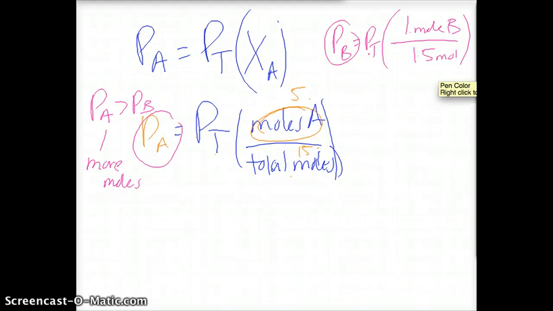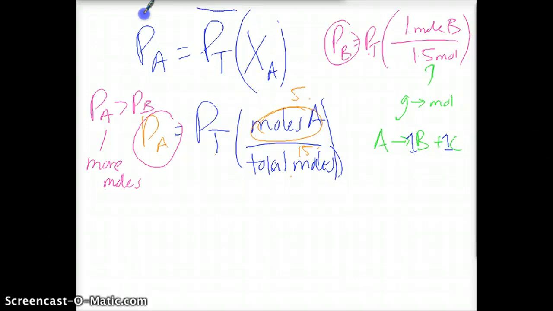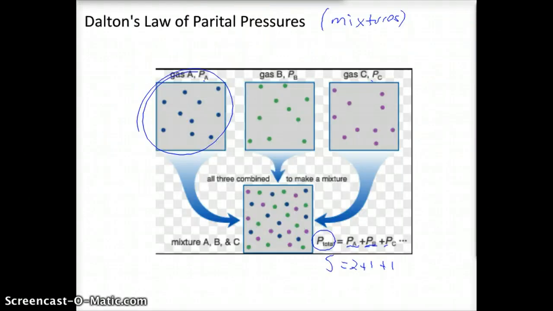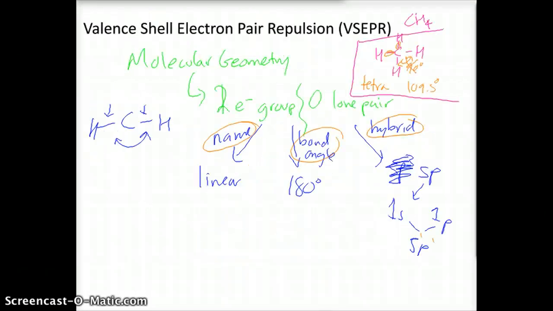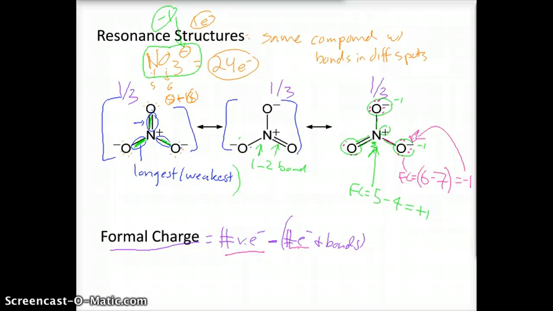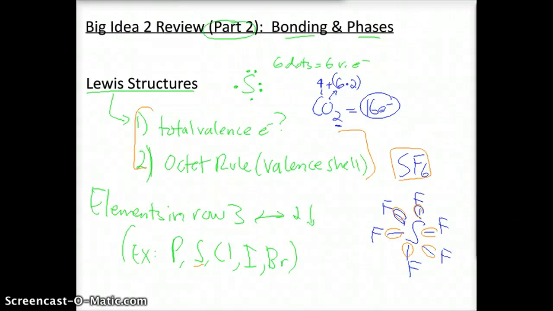You could weave in stoichiometry here. I could give you grams and you would have to convert to moles. You could have an equation, A going to B plus C, where the mole ratios here, 1, 1, tells you how many moles of gas are being formed. There's a lot of ways that can be woven in, but you need to know basically this representation, which is on your equation sheet, and that it means this: ideal gas law and behavior, as well as our understanding of molecular geometry, resonance structures, calculating formal charge, as well as how to draw Lewis structures and check if they're drawn correctly.